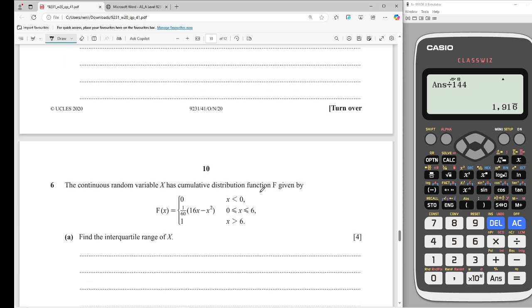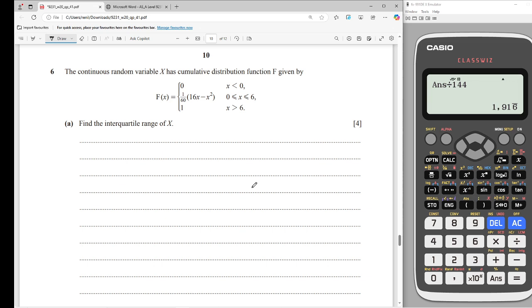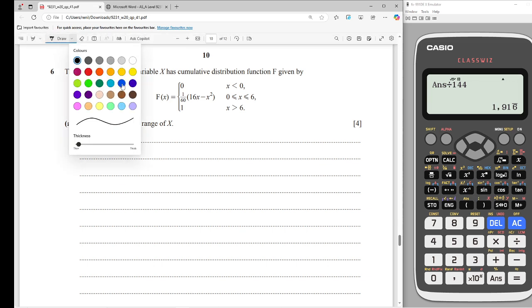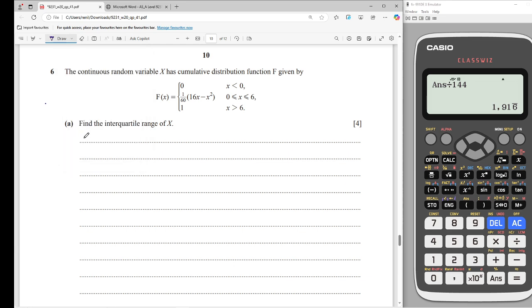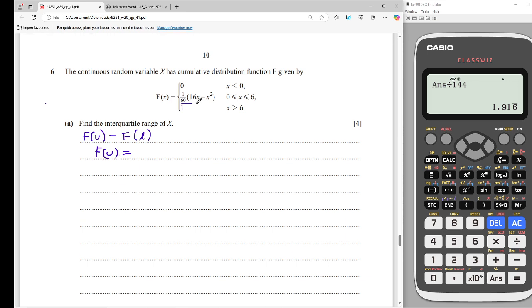That's literally it. Finally we have here continuous random variables. Find the interquartile range of x. So the interquartile range is when you plug in Fu, where u represents the upper quartile, minus Fl, where l represents the lower quartile. This is our interquartile range. So how do we calculate Fu? Fu will be equal to the 75th percentile. So that means that the function that we have over here will be equal to 3 by 4.